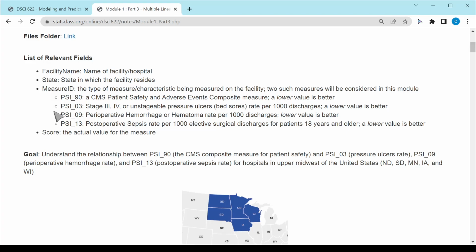The predictor variables that we are going to consider here are PSI 03, which is the pressure ulcer rate or bed sores rate. We have PSI 09, which is the perioperative hemorrhage rate. Probably saying that wrong. And then PSI 13, which is the postoperative sepsis rate. For all of these variables, a lower value is better.